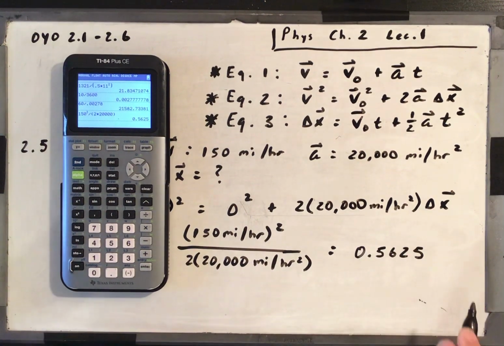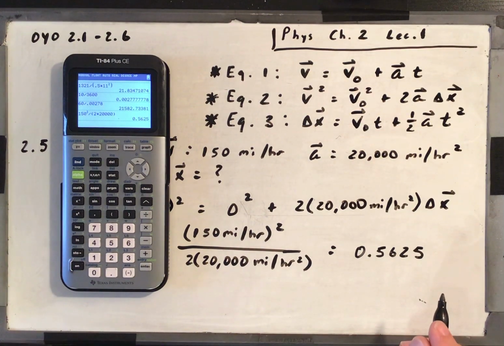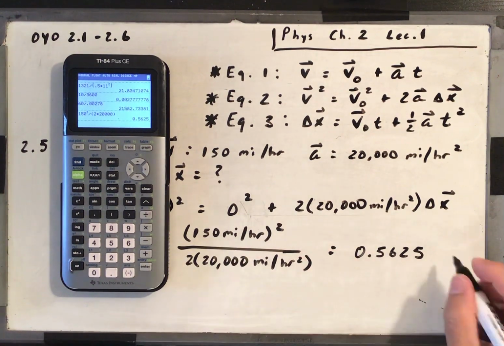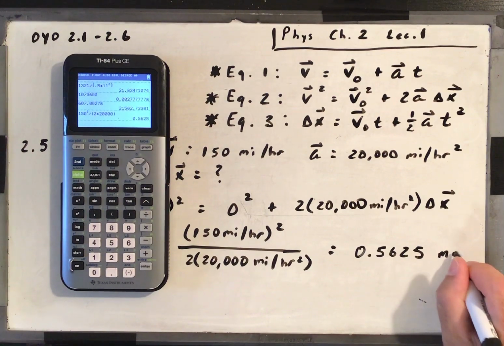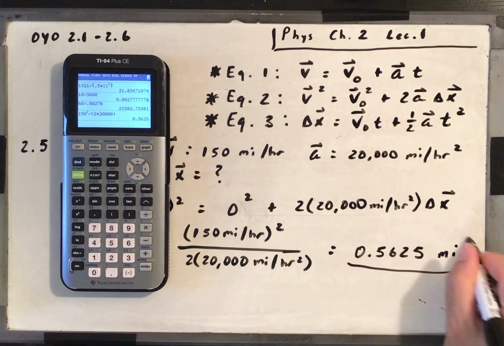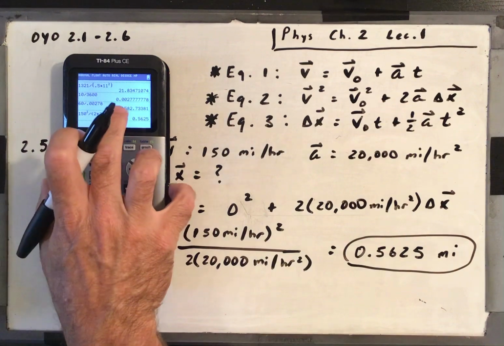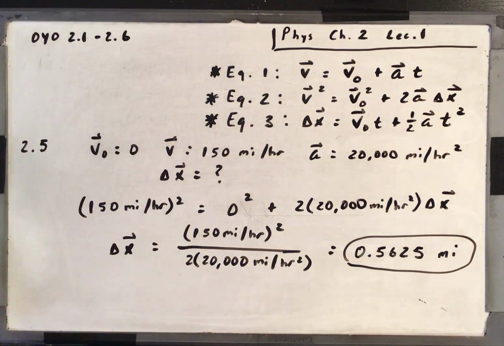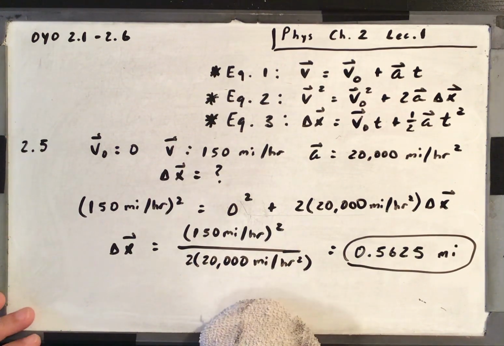Now it's displacement, a distance, so what would our unit be? All right, it's going to be miles, right? So a little over half a mile needed for this runway. Pretty short runway. All right, one more problem to go. I love these problems. They're really cool, I think.